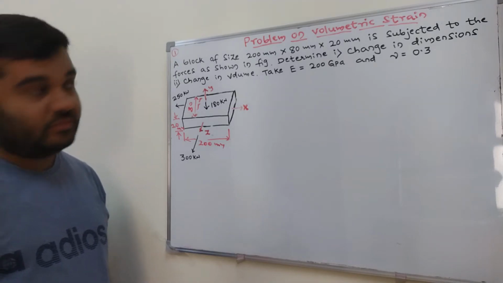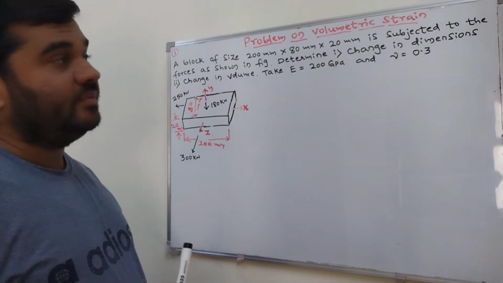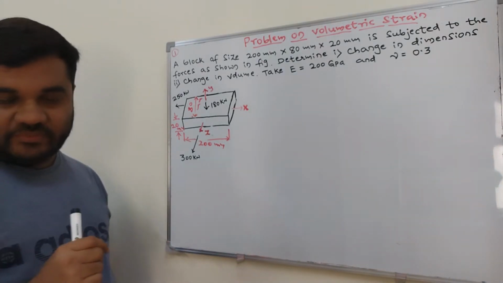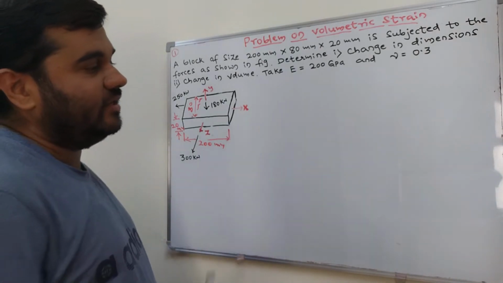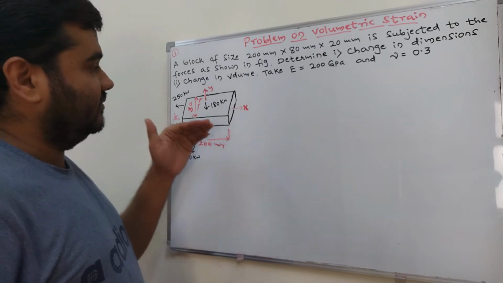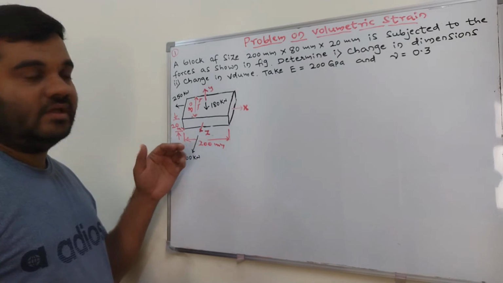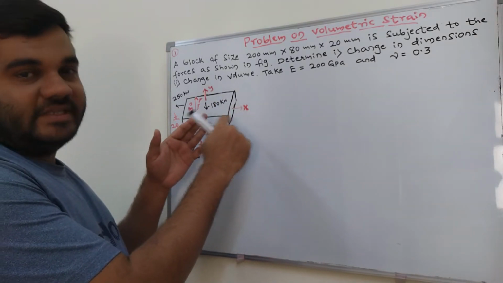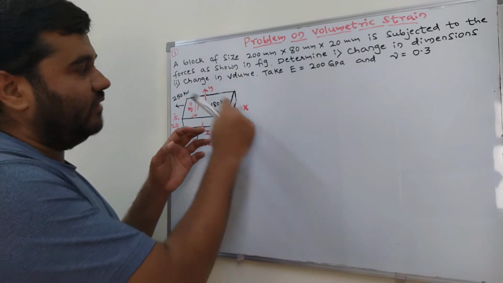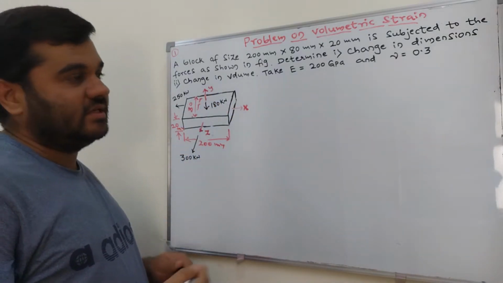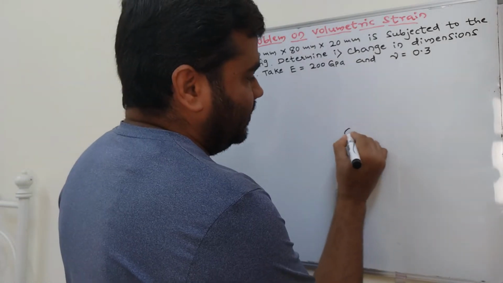So in this video we'll do the problem related to the volumetric strain. In the previous video we derived the equation for the volumetric strain. If a rectangular block is subjected to different stresses, like three stresses in x direction, y direction, z direction, what is the total volumetric strain? Just I'll recall that one. That is total volumetric strain.